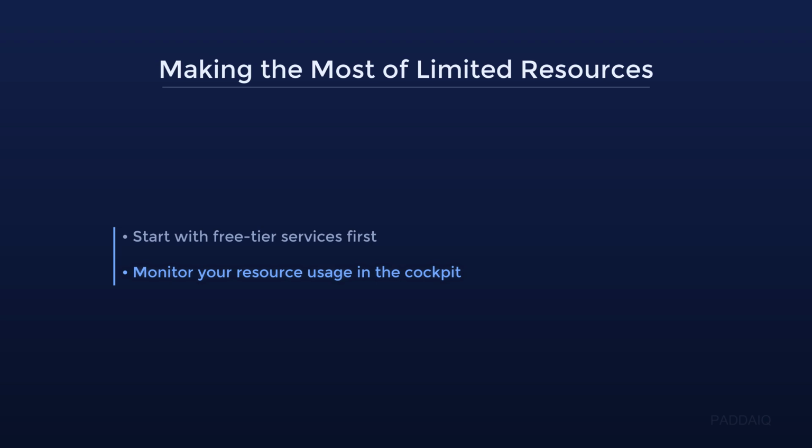Monitor your resource usage in the cockpit. This means regularly checking the BTP dashboard to see how much of your allocated memory, storage, and services you are using. For instance, if your application's memory consumption is high, you might need to optimize it. Staying aware of these metrics helps prevent unexpected service interruptions.